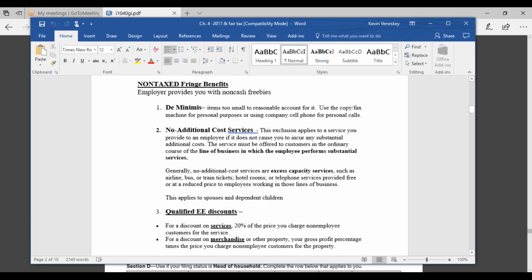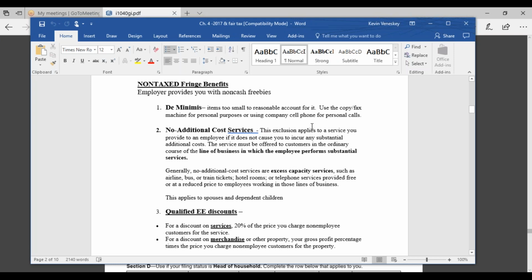Non-taxed fringe benefits. This is something we cover in tax class as well. A few things here that you can get from the employer, or the employer will provide you, that you do not have to pay taxes on. The first one here is if you get a benefit that it's too hard to keep track of, like if you had to use the copy machine for your own personal benefit or the fax machine.